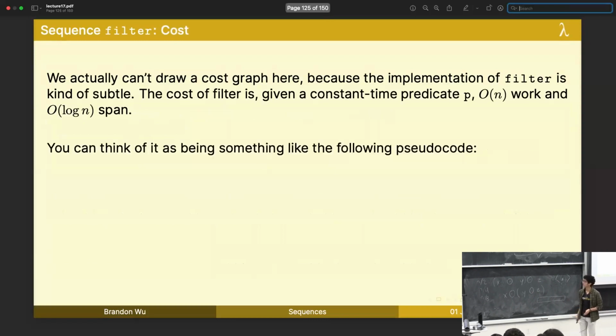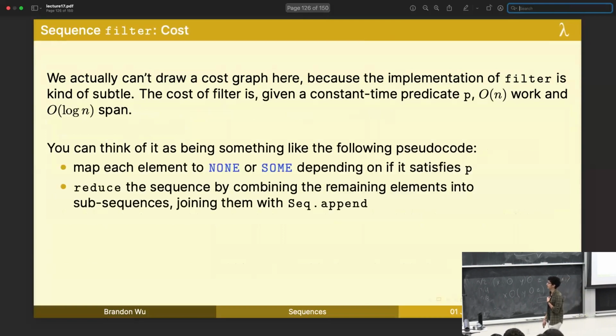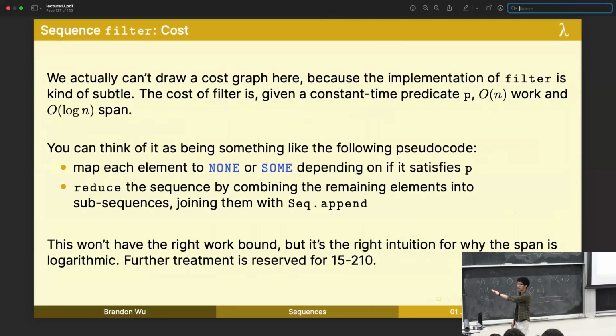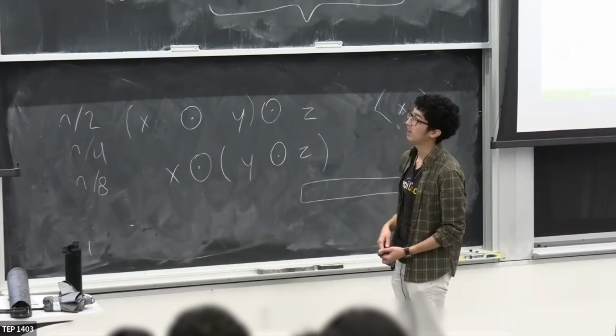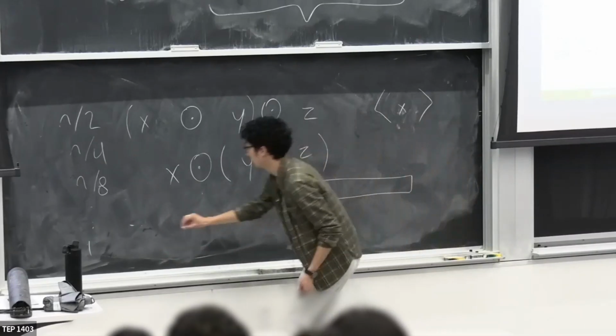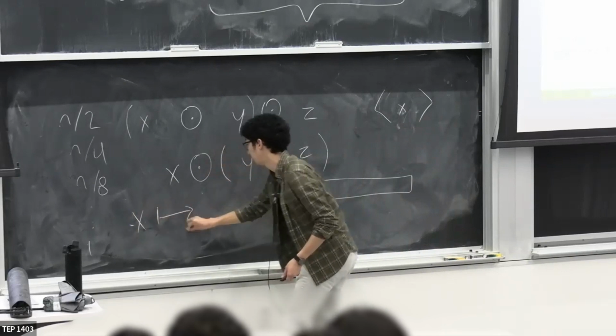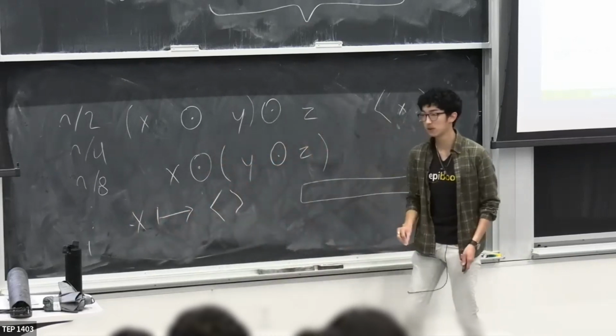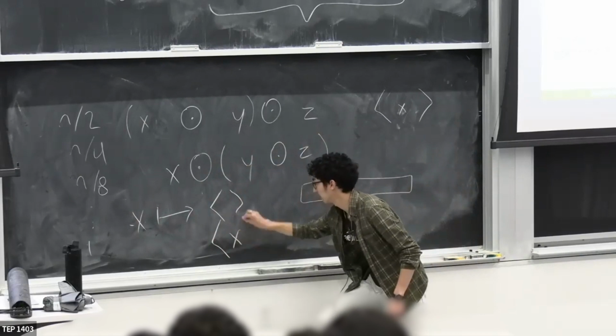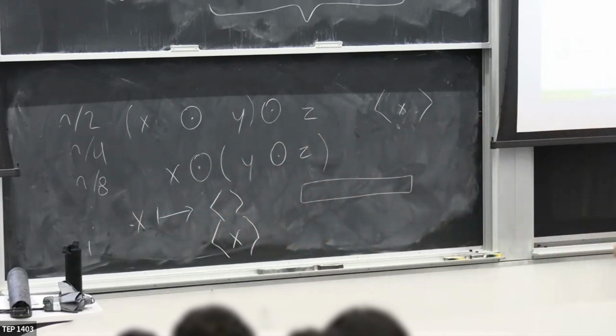And I'll also tell you that it's going to look something like this. This is how you can think of the pseudocode. It's not actually implemented like this because this has the wrong work bound. But you can intuitively think of it as mapping to none or some, depending on if it satisfies P. Or actually, better would have been to say x maps to the empty sequence or the sequence containing x, depending on if it satisfies P. And then we bracket it out.